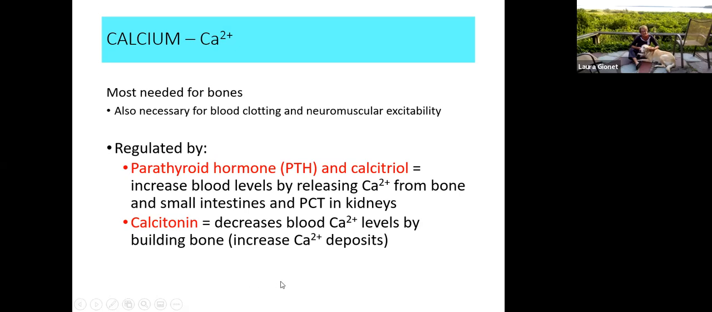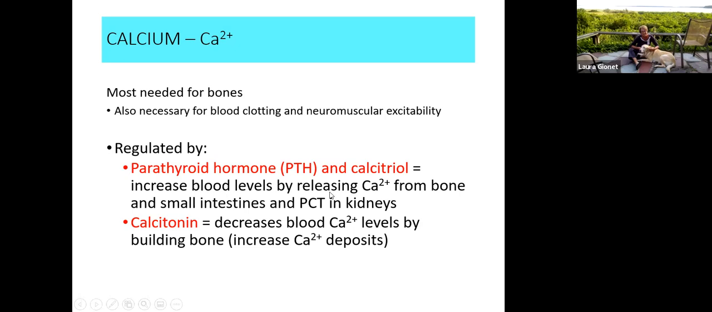Calcium regulation is needed for most bones, but also for clotting and neuromuscular excitability as well. Remember, we had that calcium plateau in cardiac muscle contraction. It is mainly regulated by parathyroid hormone and calcitonin, and ultimately calcitriol, which is formed by the conversion of vitamin D to calcitriol in the kidneys. It increases blood levels of calcium from bone, the small intestines, and the PCT in the kidneys.